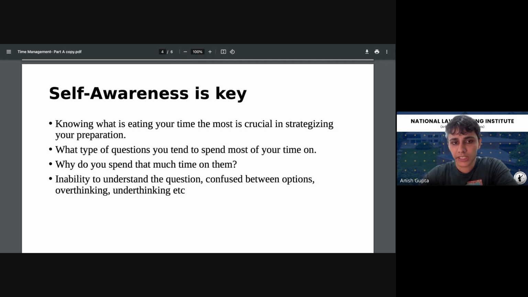Sometimes people also take too much time if they're not able to understand a question or if they're confused between the options. Those can be other reasons as well. The point is there can be many, many reasons. You need to identify what are those reasons and only then you can work upon that. Let's move on to the next one.